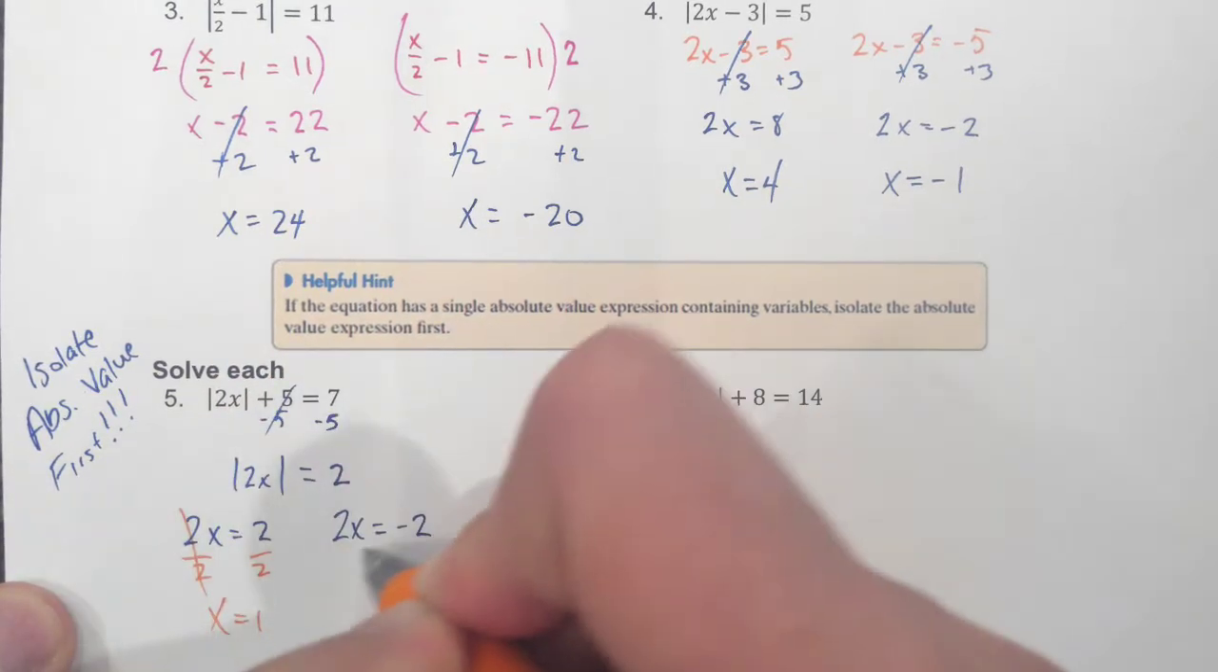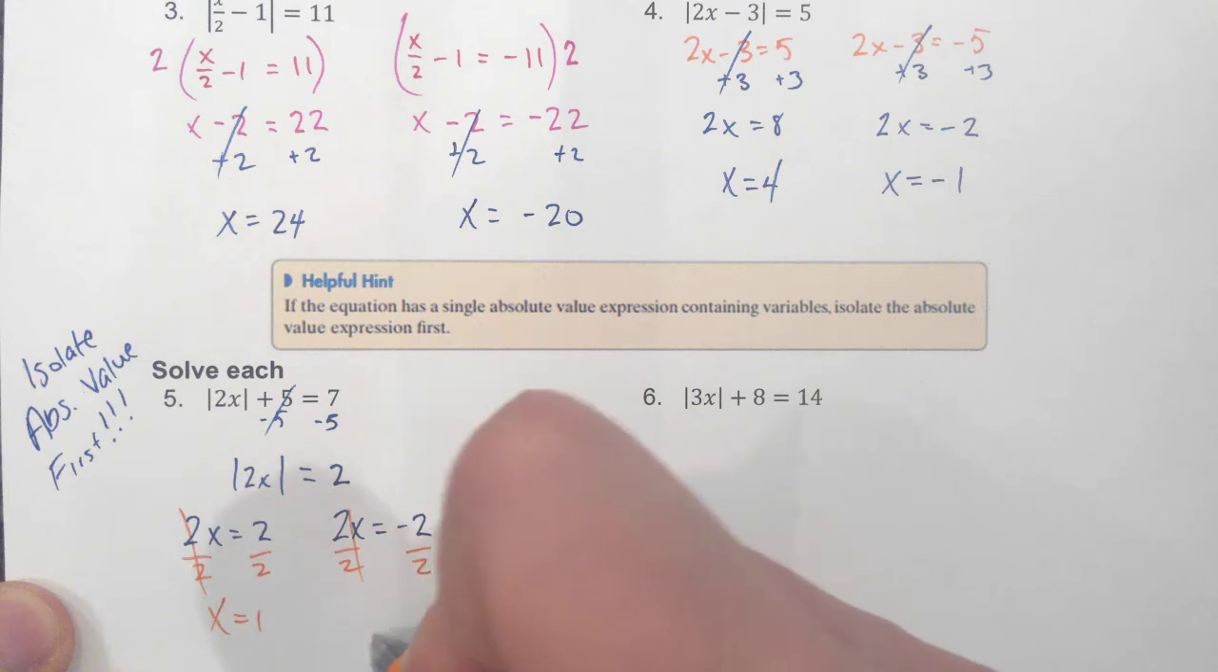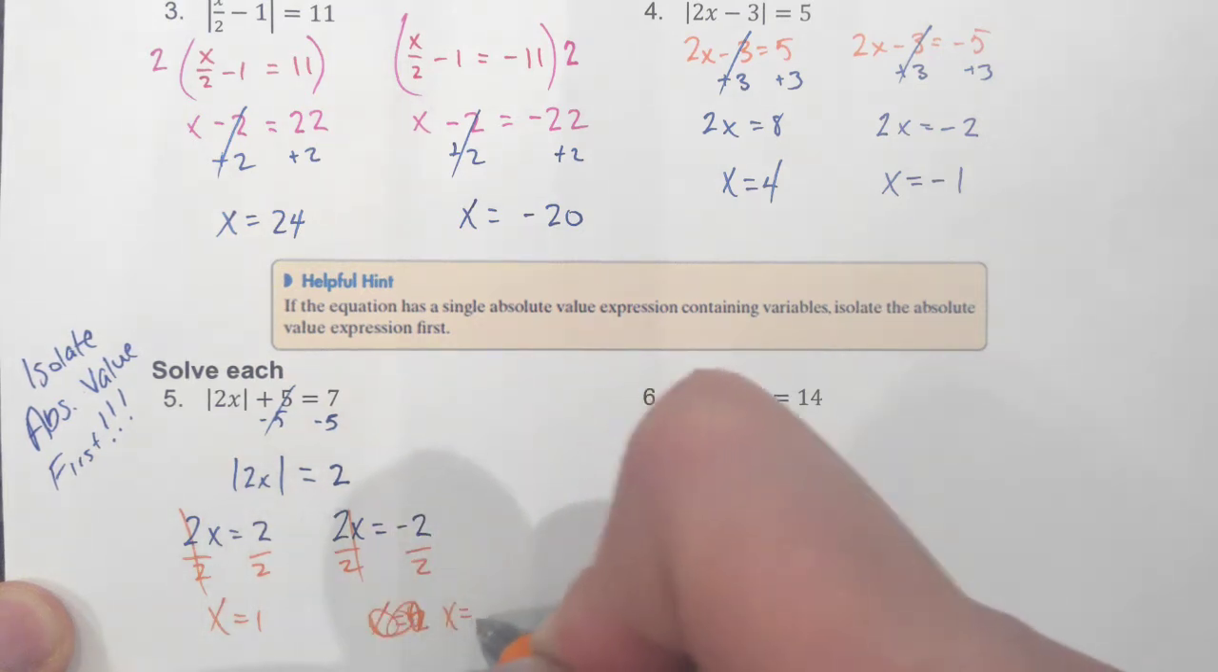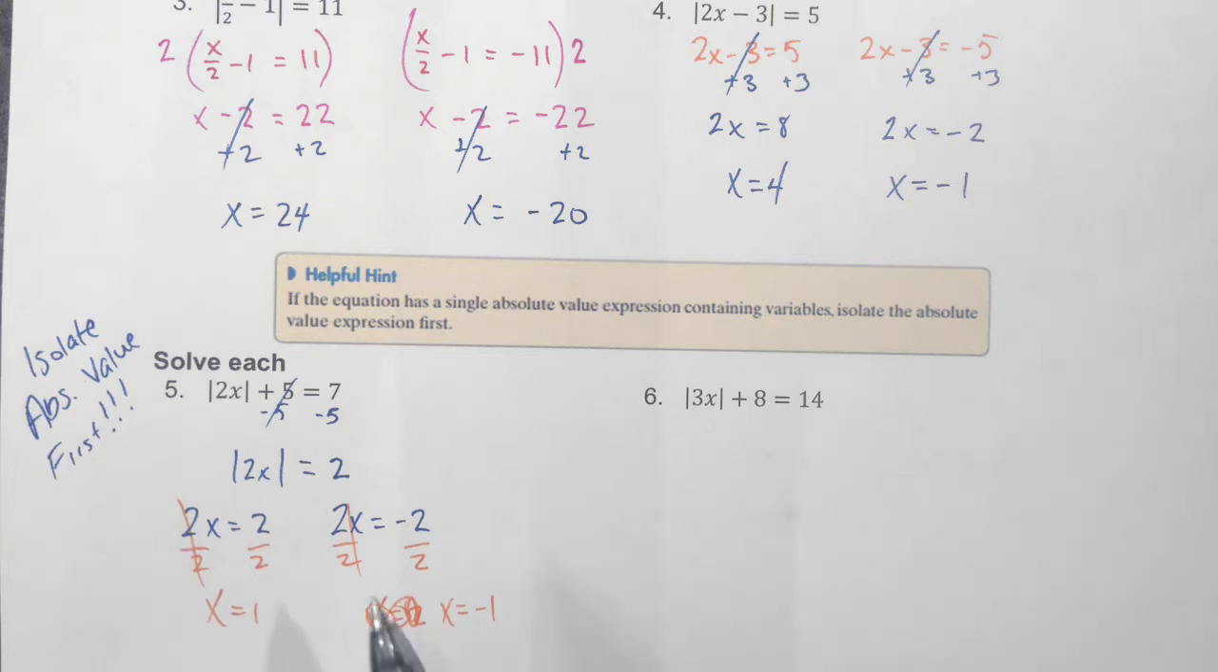x equals 1. x equals negative 2, I'm sorry, x equals negative 1. Now again, just because the first equation is 1 doesn't always mean the second equation is going to be negative 1. These are just very simple examples, and that's why it's working out that way.